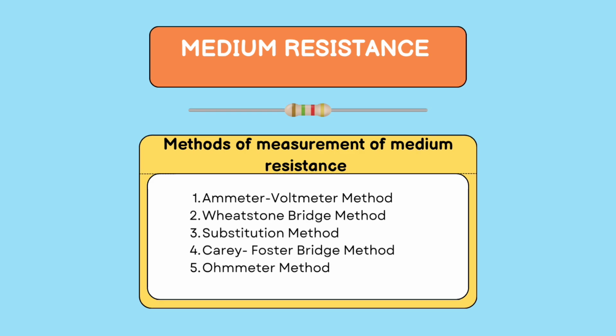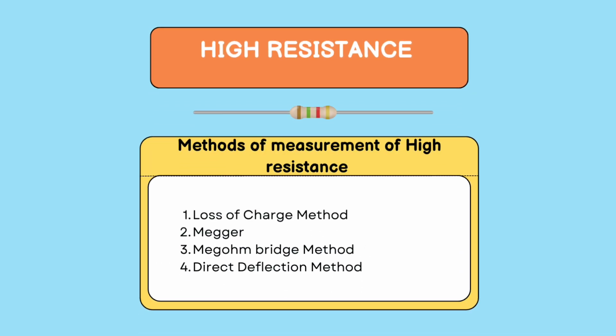The methods used to measure high resistance. It lists 4 primary methods. 1. Loss of charge method. This method involves charging a capacitor through the unknown resistance and then measuring the rate at which it discharges. The time constant of the discharge can be used to calculate the resistance.